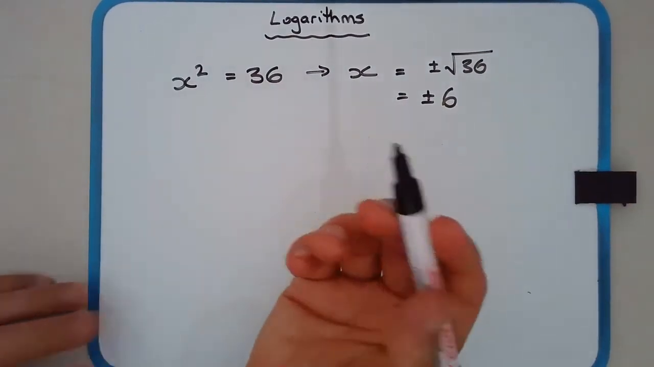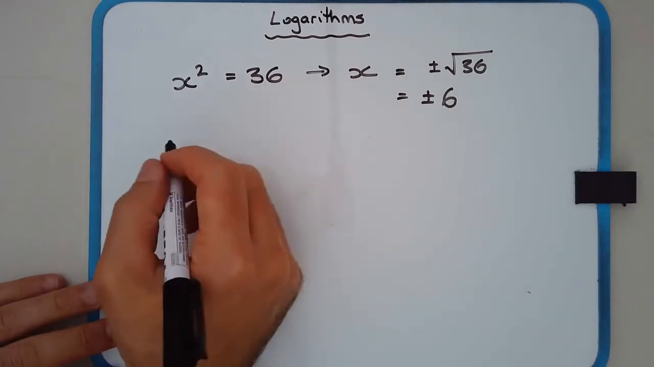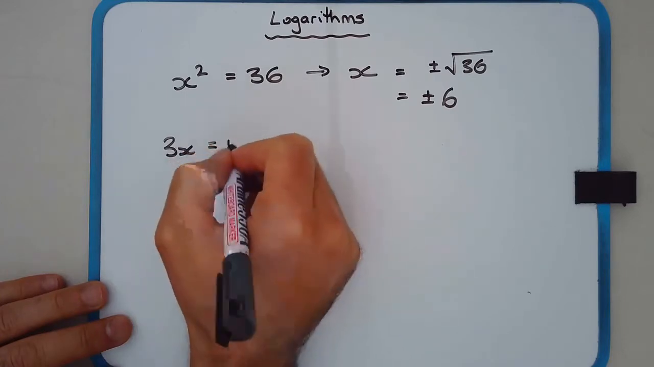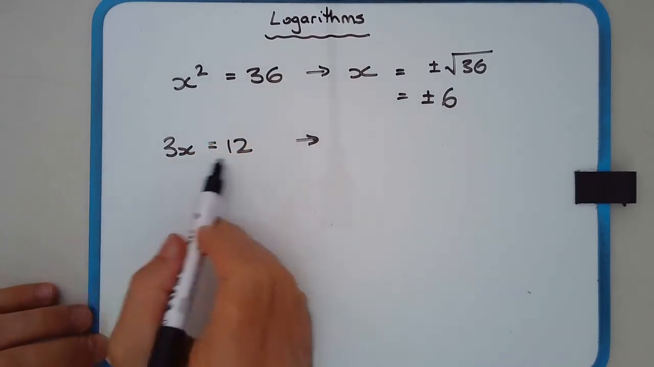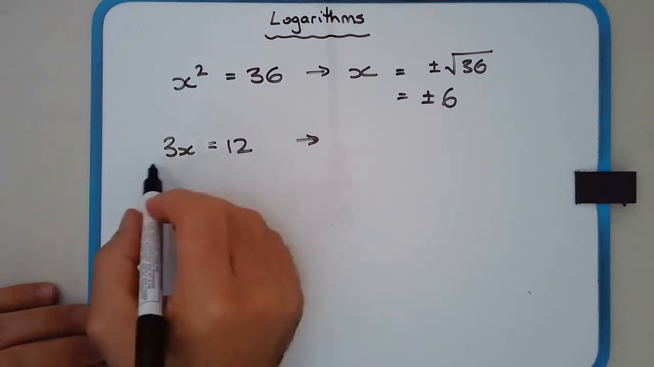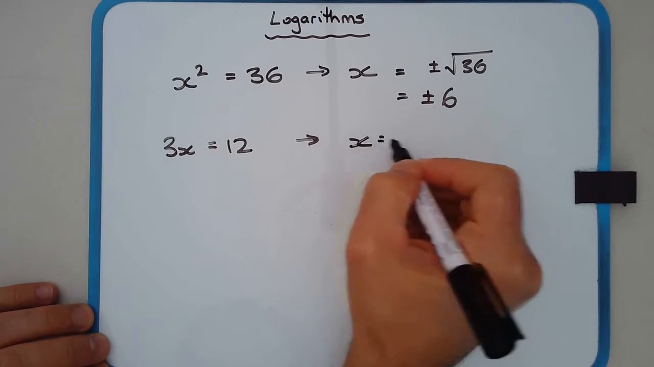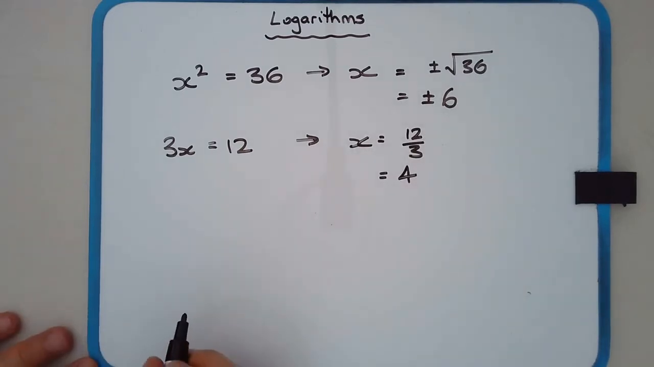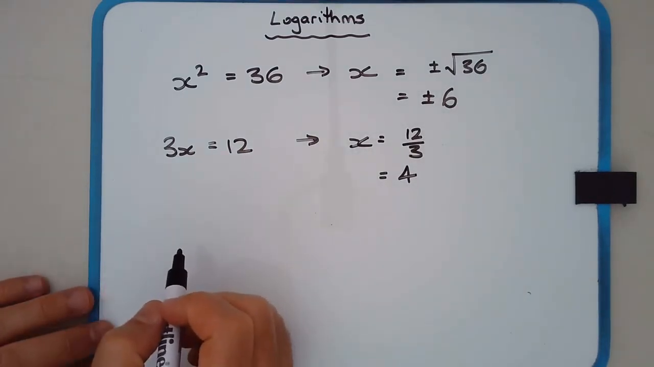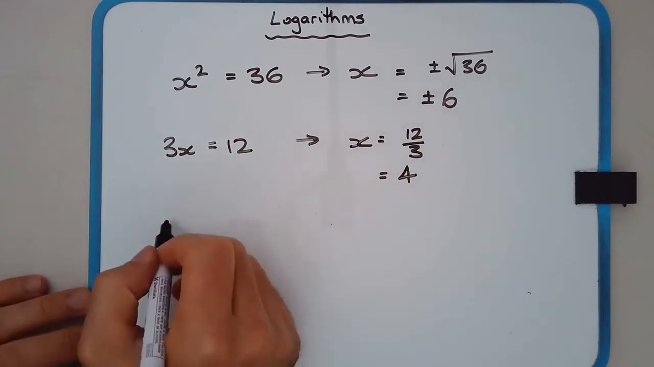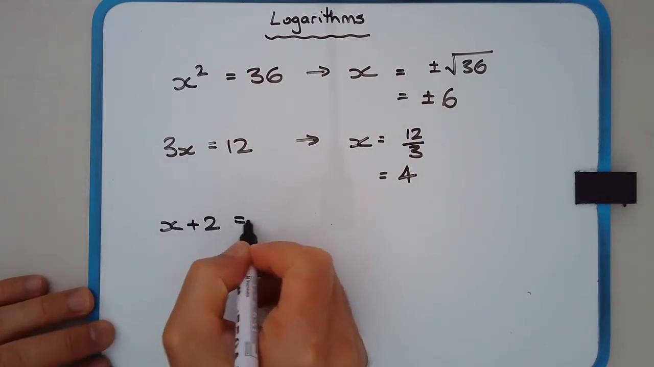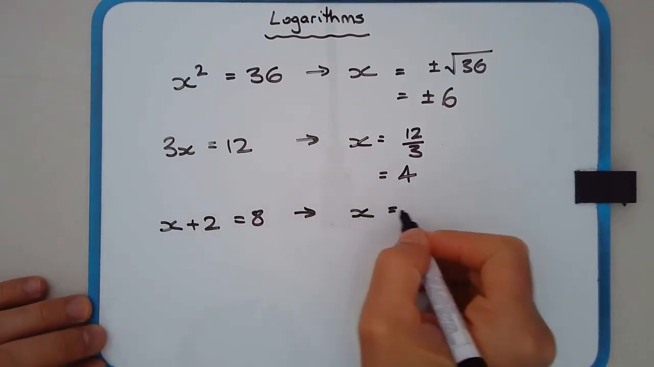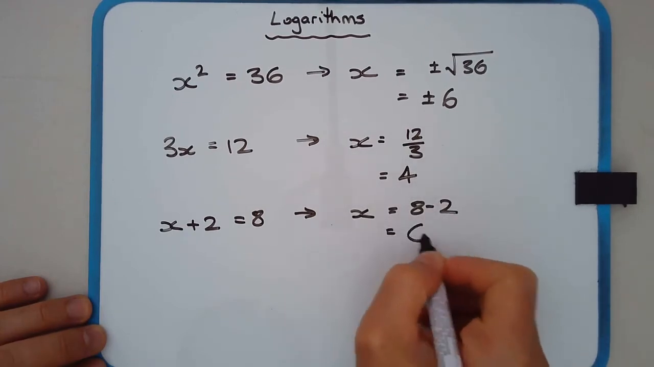Let's think of some other straightforward examples. If, for example, 3x is equal to 12, you would say, well, that's easy enough. I could make x the subject of the formula and divide both sides by 3, and express it as 12 over 3, and that's equal to 4. Let's think of something else, for example, addition and subtraction. If x plus 2 is equal to 8, of course we could make x the subject of the formula. x is just equal to 8 minus 2, which equals 6.